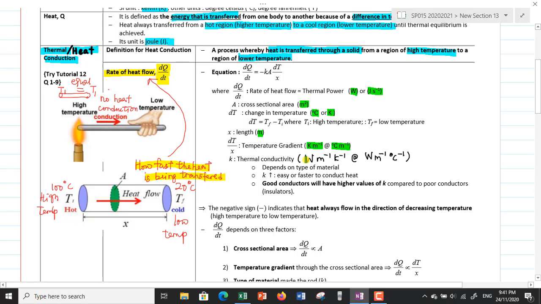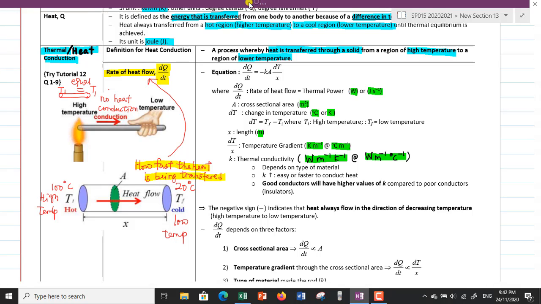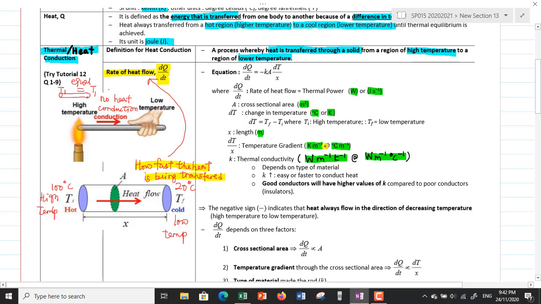Thermal conductivity. The unit will be watt per meter per Kelvin, or watt per meter per degree Celsius. That is the unit for K, thermal conductivity. K depends on the type of material. It means that the value of K for steel is not equal to the value of K for plastic or glass. Why? Because steel and glass are different materials, so they are going to have different values of K.